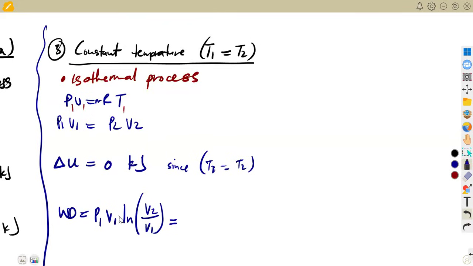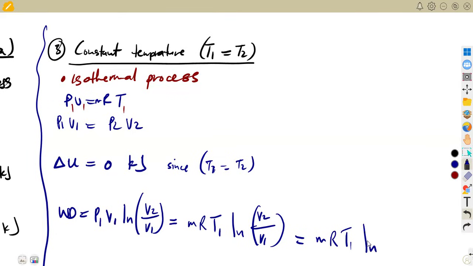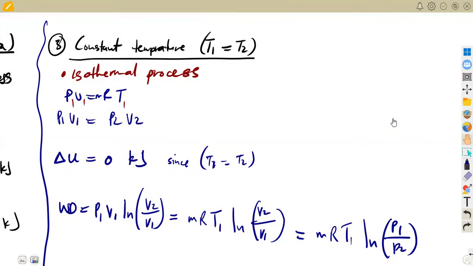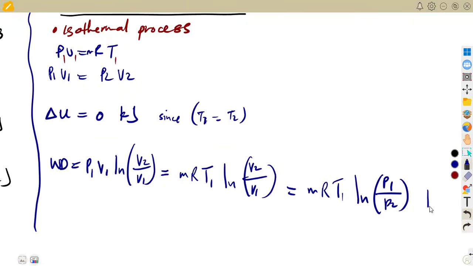So it means in place of P1 V1, if you are given mass, you can use that MRT1 into the ln of V2 over V1. This formula can also be used as MRT1, but the moment you use the pressure, you interchange it to be P1 on top, P1 over P2. As long as you are under an isothermal process, you can calculate your work done in kilojoules.